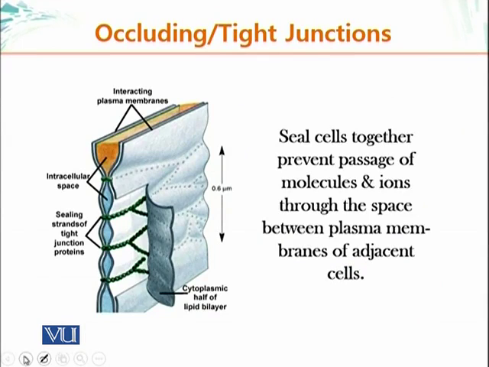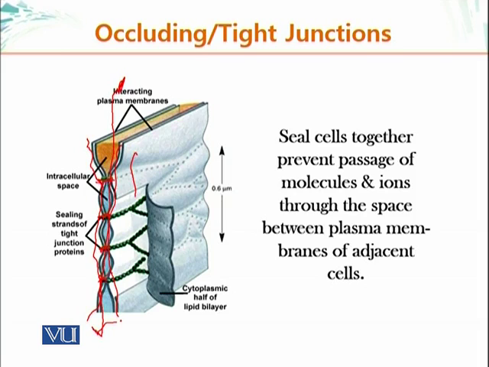The first category we are going to talk about is occluding or tight junctions. These junctions seal cells together to prevent passage of molecules and ions through the space between the plasma membranes of adjacent cells. Here, for example, this is the plasma membrane of one cell, and this is the plasma membrane of the adjacent cell, and these two membranes are sealed together by these junctions in such a manner that the material present on this side cannot traverse and go to the other side. So there is no paracellular transport of any material.